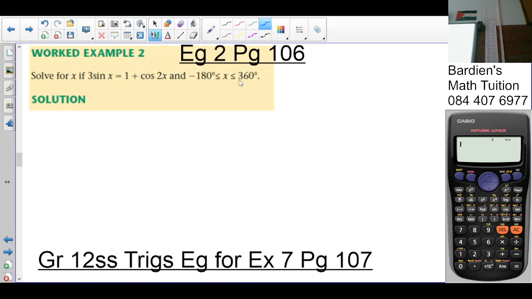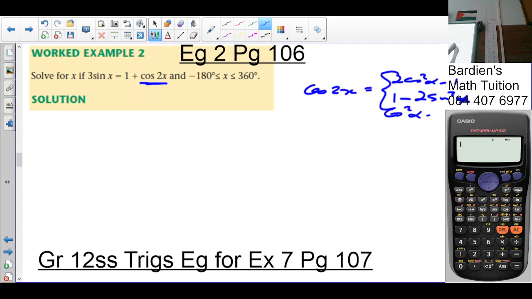Okay? So the only thing that we can do here is change cos of 2x. So cos of 2x can be written as 2 cos squared x minus 1, or 1 minus 2 sine squared x, or cos squared x minus sine squared x. Alright, so which one of the three do you think I'm going to use? The one dealing with sine.